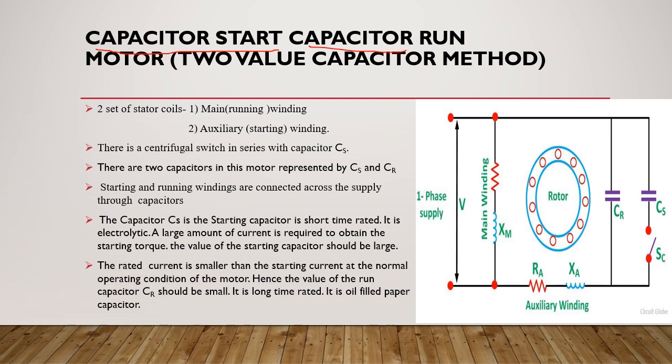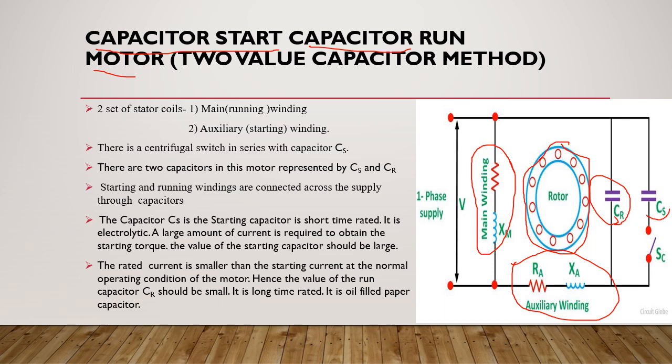The next one is capacitor start, capacitor run motor. You see, there is construction. Same, there is one rotor, it is squirrel cage rotor. Its stator has two windings, main winding and auxiliary winding. And it has two capacitors, CR and CS. Because of these two capacitors, it is called a two value capacitor method.